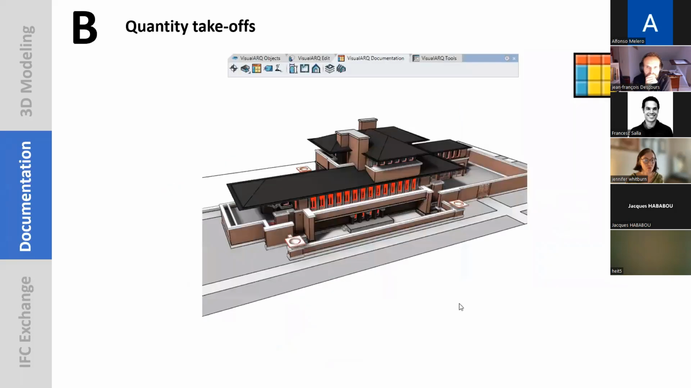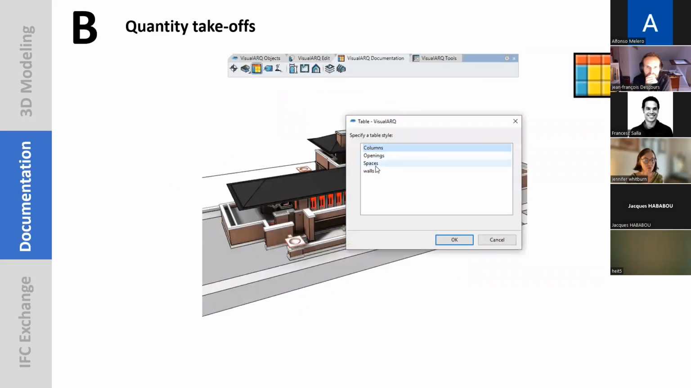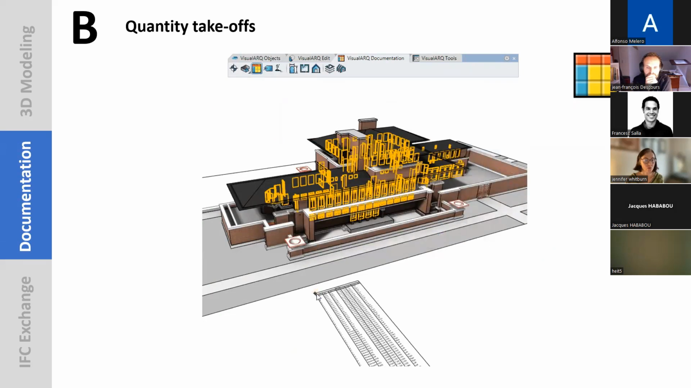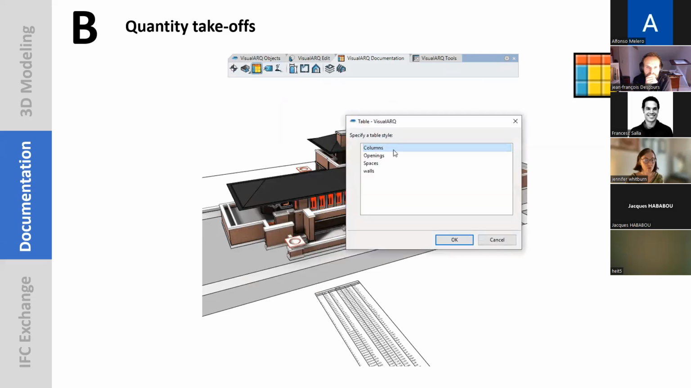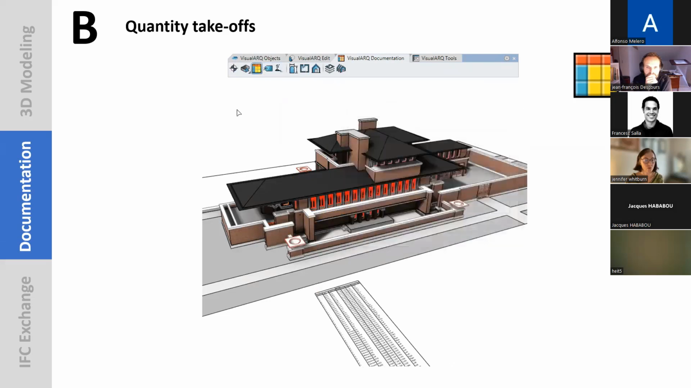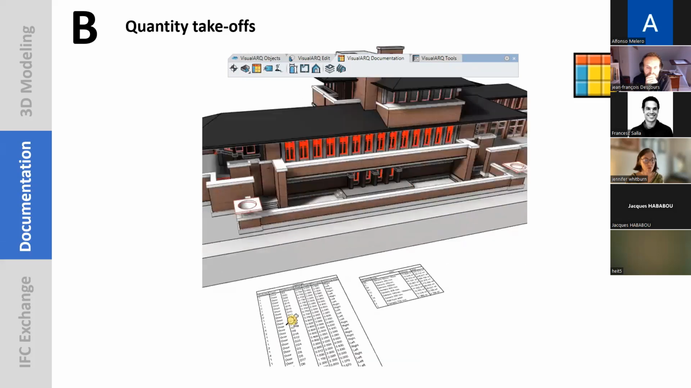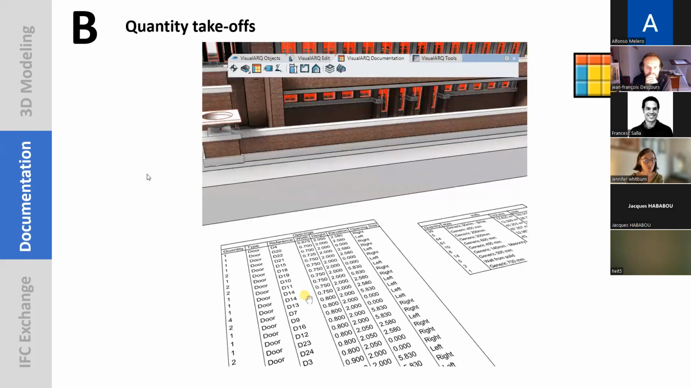So you can feed geometry with data that will be retained in IFC files and read in other programs. Related to documentation, VisualARQ also provides this table command. So all the information stored in VisualARQ objects can be listed in tables, and we can customize these tables showing any property, but also these custom parameters that we can create for the document or for the objects.